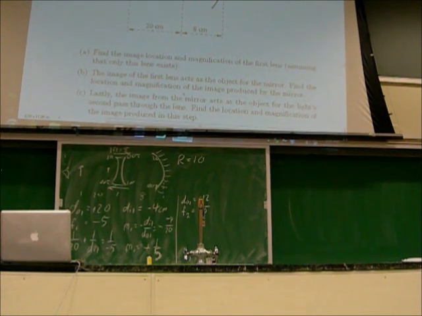In a minute we're going to find where the image is. The image distance will be positive, meaning it's going on the outgoing side. The image distance will be negative, meaning it's not on the outgoing side. That's what we'll figure out once we calculate it.